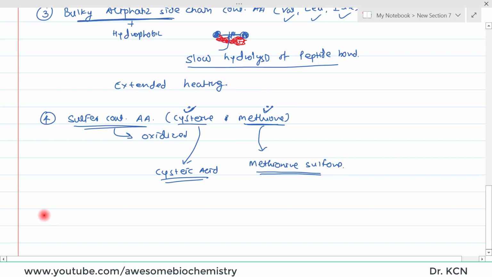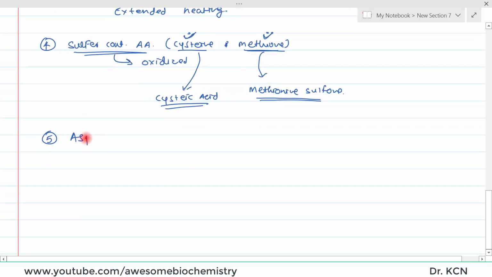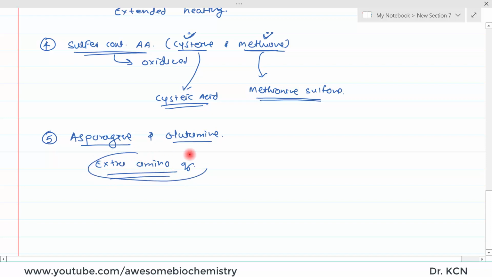Okay. What is the fifth problem? The fifth problem is with asparagine and glutamine, that is, amino acids containing an extra amide group. The problem is that asparagine and glutamine have beta and gamma amide groups, right? They have an extra amino group, and this extra amino group is very sensitive to hydrolysis. So, what happens? This extra amino group is released as ammonia, which is in the gas form.